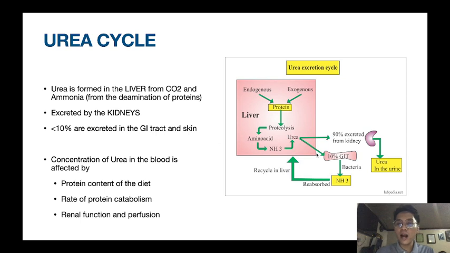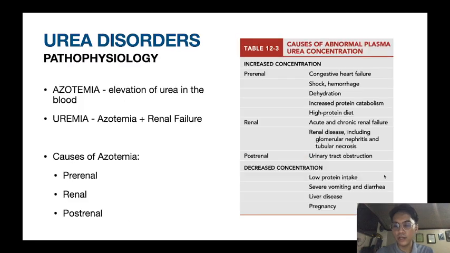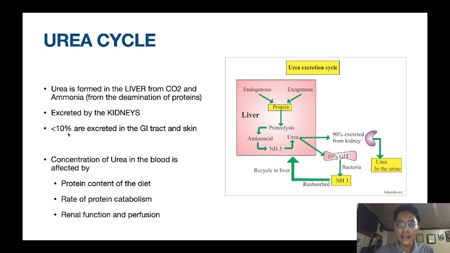And then urea is excreted in the kidneys. About 90% is excreted in the kidneys and will appear in the urine, and less than 10% is excreted in the GI tract and the skin. So don't forget, 90% is excreted in the kidneys, because this is a kidney function test. So mostly it will be excreted in the kidneys.